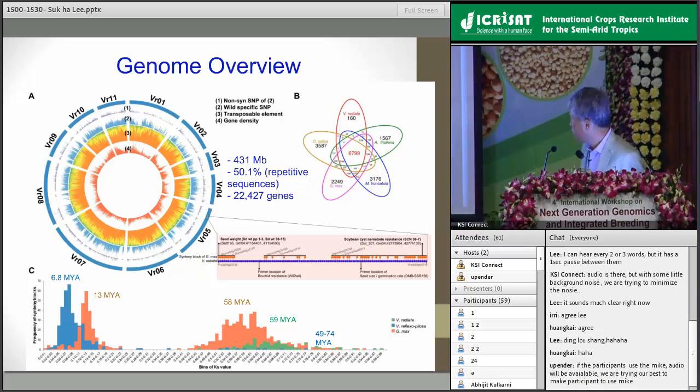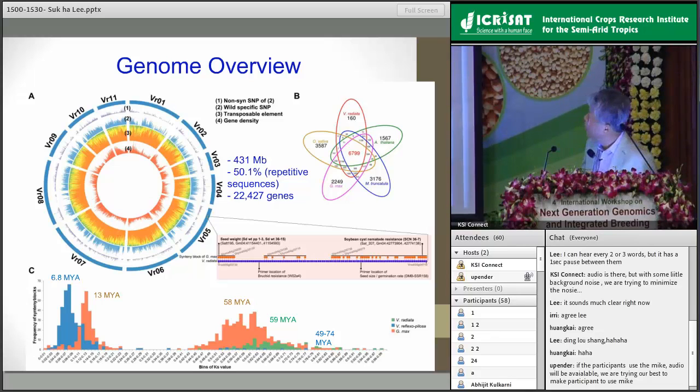However, the duplicated Vigna reflexo-pilosa is a little bit distinct from soybean, and you can see a very recent duplication 6.8 million years ago. We also see a more ancient duplication 49 to 74 million years ago. So probably Vigna reflexo-pilosa had a rapid fractionation of the duplicates after the ancient whole genome duplication. This is in contrast with the recent whole genome duplication in soybean.